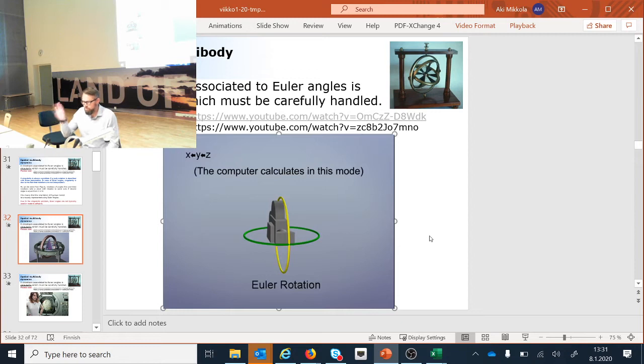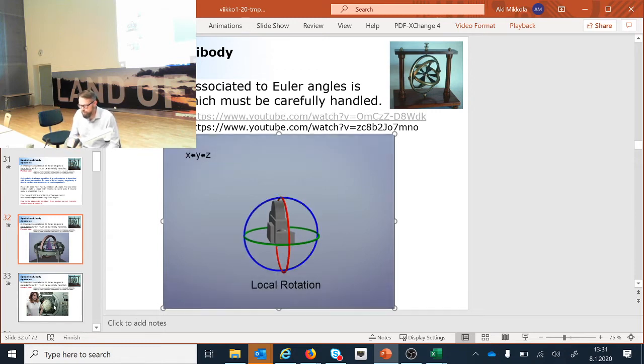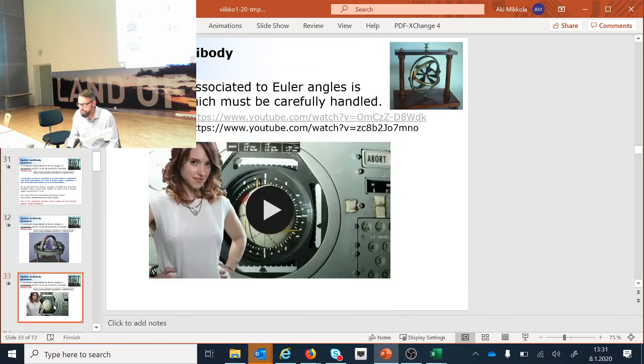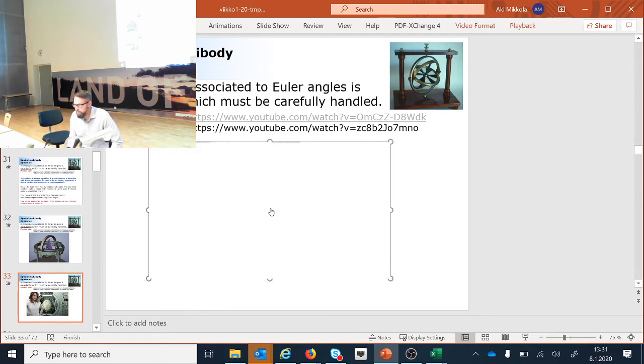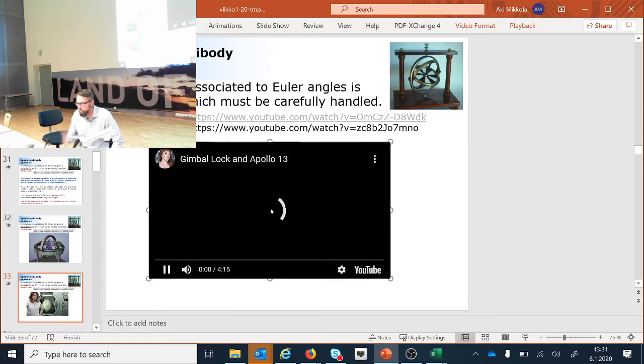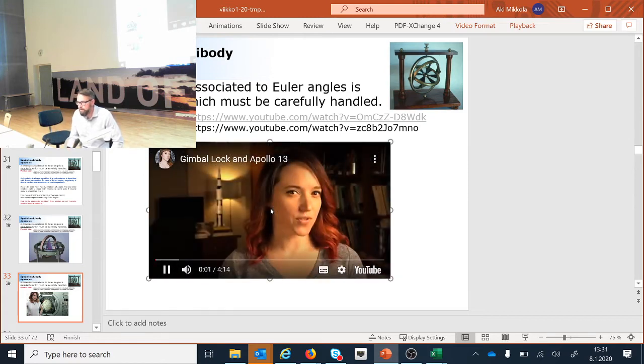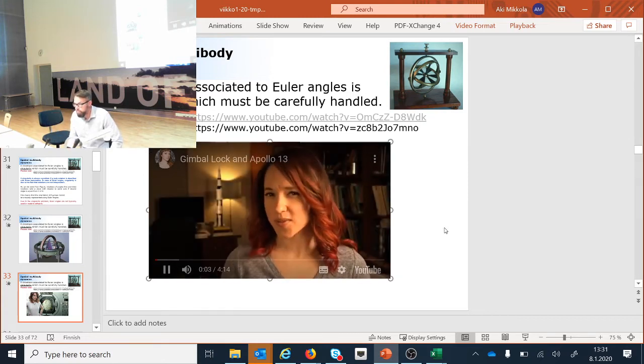Okay, let's consider the software packages. This was just a short explanation. Let's look at this one. You can watch the full story a bit later. This is a gimbal locking on Apollo 13.